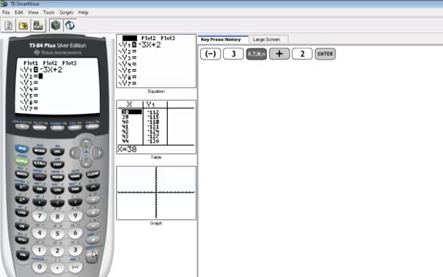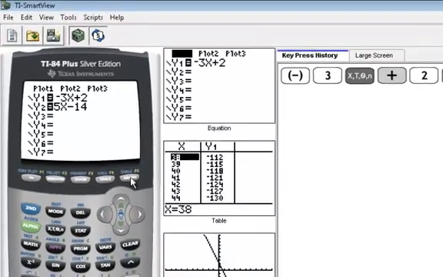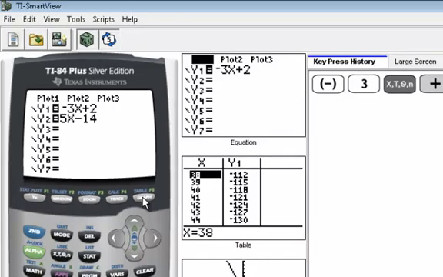And then I want to graph the second equation on the same grid. So I'm going to put it in as Y2. And that equation is y equals 5x minus 14. So I will put in 5x minus 14.